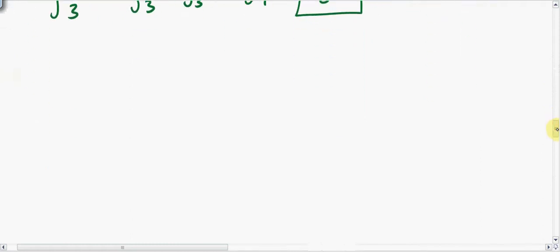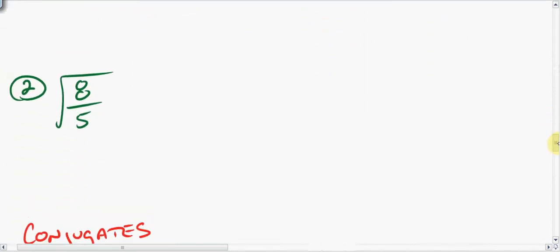Let's try another one. Let's come on down to the square root of 8/5. So I want to break this up into the square root of 8 over the square root of 5, and I'm going to multiply by 1, which is essentially going to look like the square root of 5 over square root of 5, and that's driven by what the denominator is.